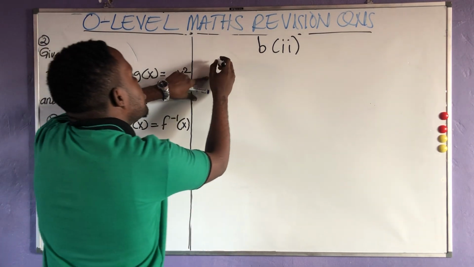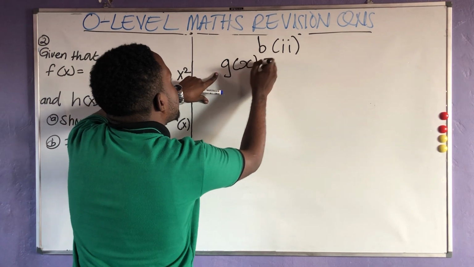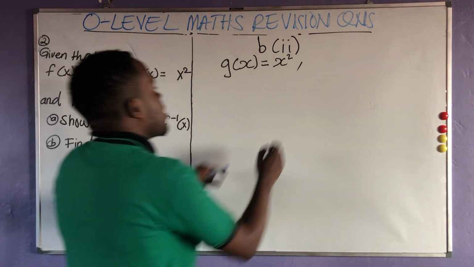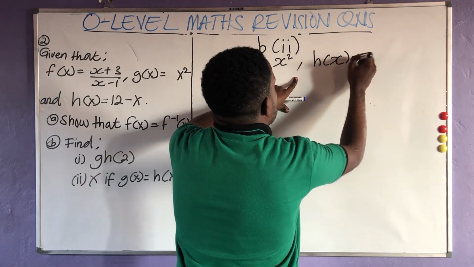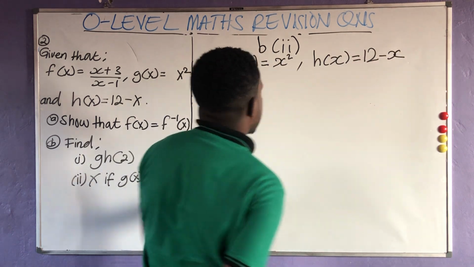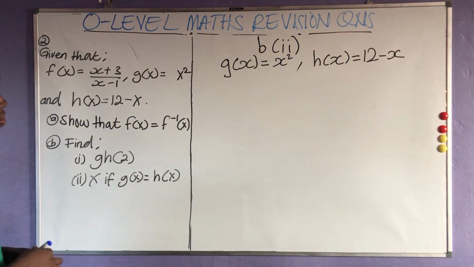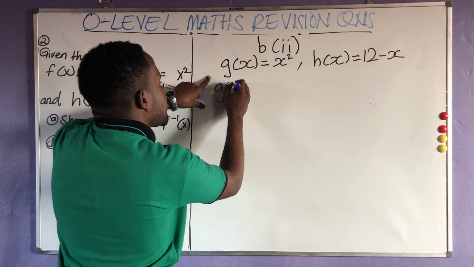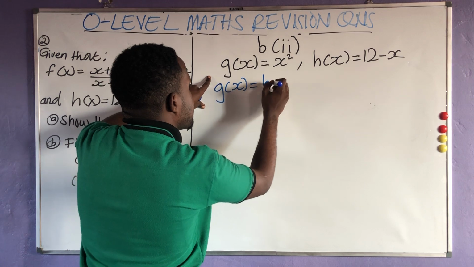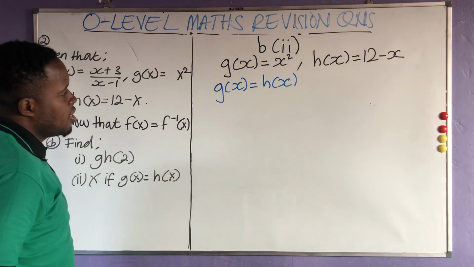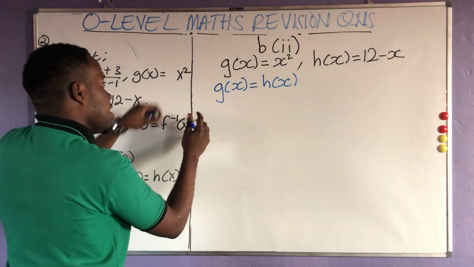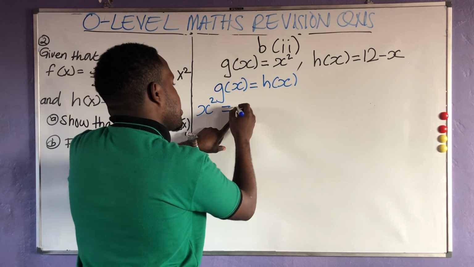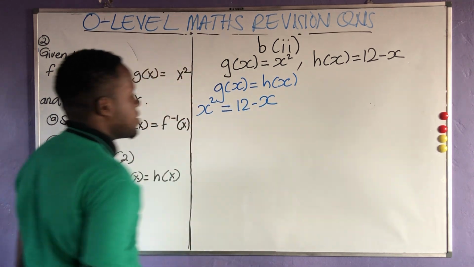So we first write the functions. Let me first have my g of x, which is equivalent to x squared. Then my h of x, which is equivalent to 12 minus x. They've told us they are equal. They are telling us that g of x is equivalent to h of x. So we substitute for our functions. g of x is x squared, being equivalent to h of x, and h of x is 12 minus x.